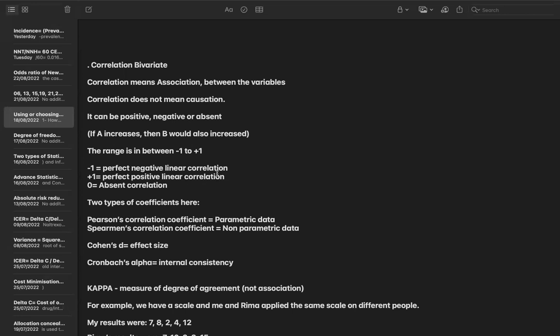The range is between -1 to +1. Please, guys, mute yourself. -1 to +1. -1 means we have a perfect negative linear correlation. +1 means we have a perfect positive linear correlation.